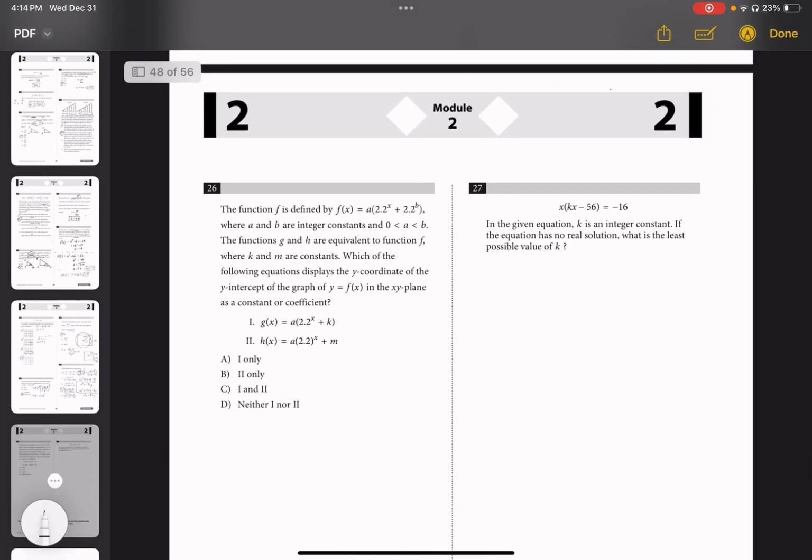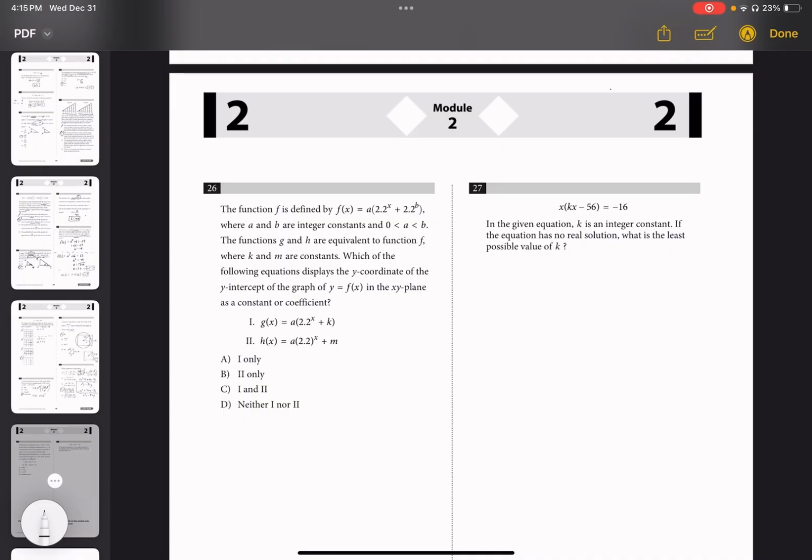Okay, two more questions and we're done. The function f is defined by f of x is equal to a times 2.2 to the x plus 2.2 to the b, where a and b are integer constants and 0 is less than a, which is less than b. The functions g and h are equivalent to function f, where k and m are constants. Which of the following equations displays the y-coordinate of the y-intercept of the graph of y is equal to f of x in the xy plane as a constant or a coefficient?